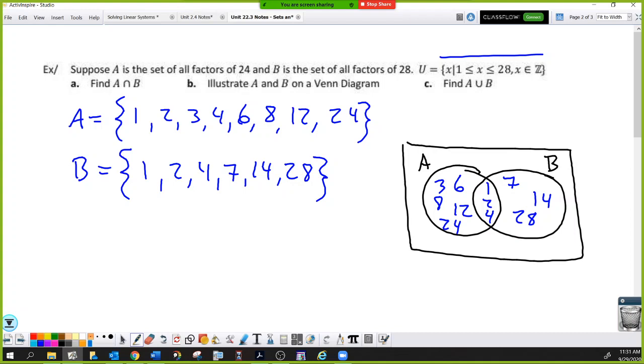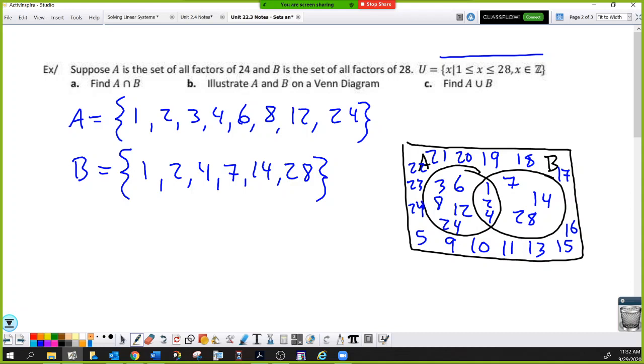So 5 isn't anywhere, so squeeze a 5 somewhere. 6 is in one of them, 7 is in one of them, 8 is in one of them, but 9, 10, and 11 are not. 9, 10, 11. 12, yes. 13, no. 14, yes. And then 15 through 24 is a big fat no. So 15, 16, wherever you can squeeze them in, 17, 18, 19, 20, 21, 22, 23, 24. My Venn diagram's not large enough.